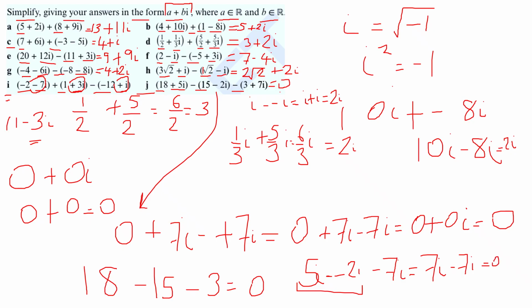And that is collecting like terms in the Further Maths Core Pure section, or Core Pure 1, looking at the complex numbers chapter. So we collect the real parts together and then collect the imaginary parts and leave our answer in the form a plus bi, or a plus or minus bi, where a and b are real numbers.